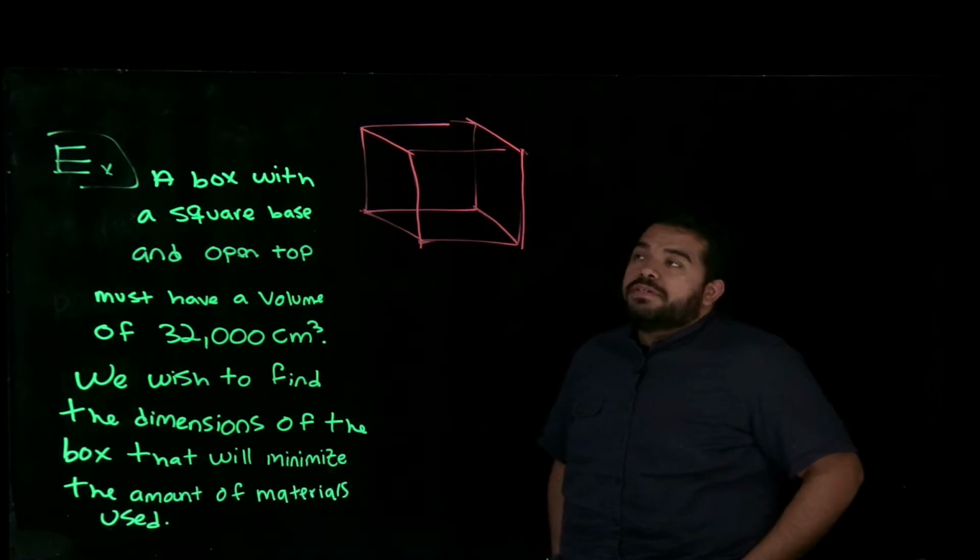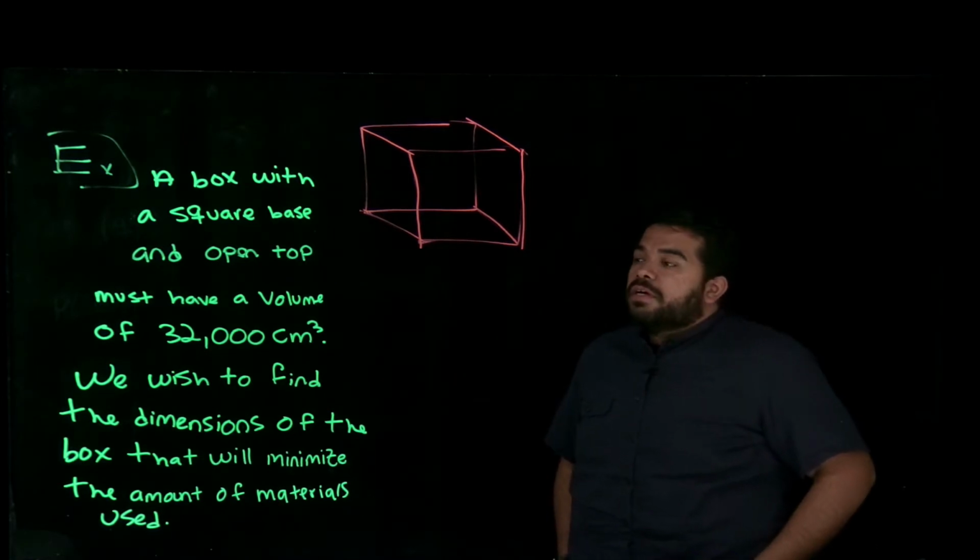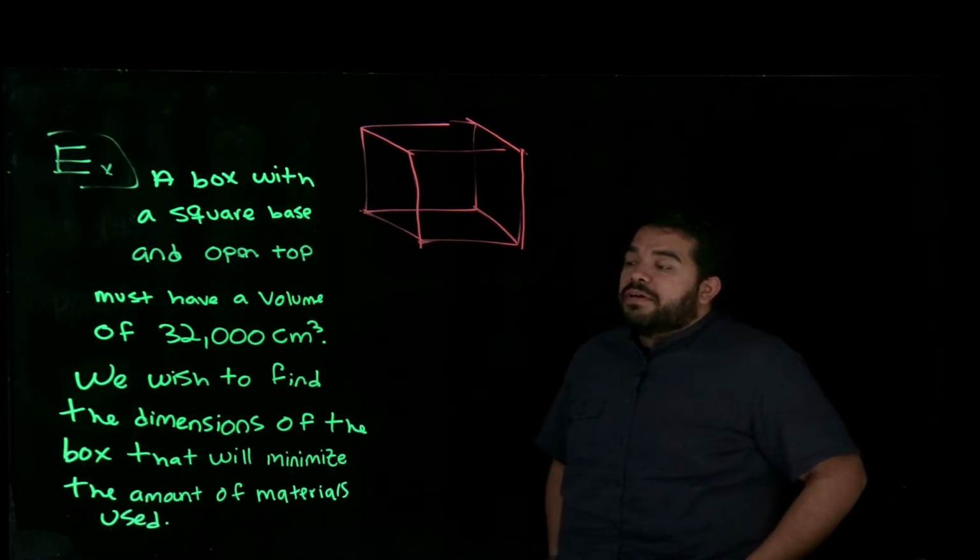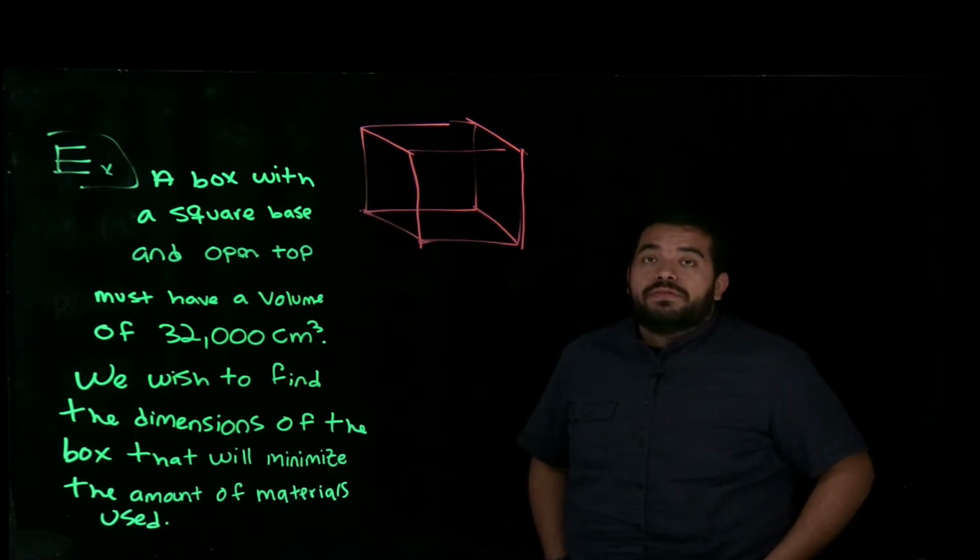Let's go ahead and read it. A box with a square base and open top must have a volume of 32,000 centimeters cubed. We wish to find the dimensions of the box that will minimize the amount of materials being used.